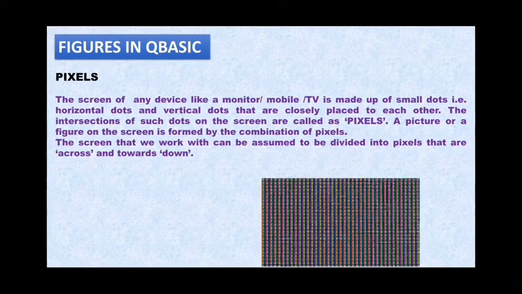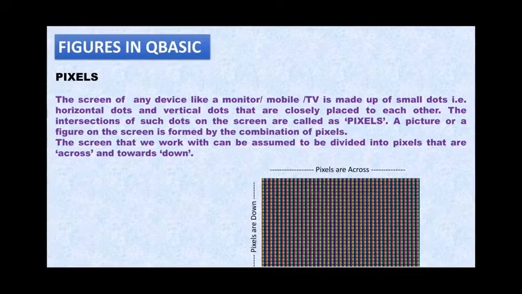A picture or a figure on the screen is formed by the combination of pixels. The screen that we work with can be assumed to be divided into pixels that are across and towards down. You can see on the screen. You might have heard people saying my mobile has 32 megapixel camera or 40 megapixel camera, etc. Picture quality depends upon these pixels.